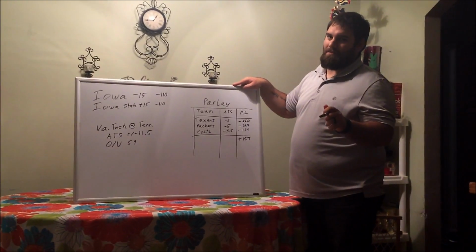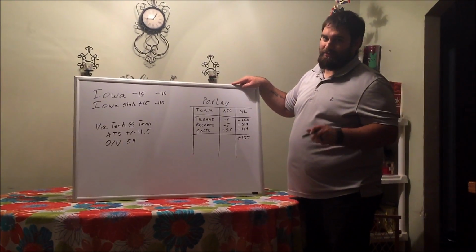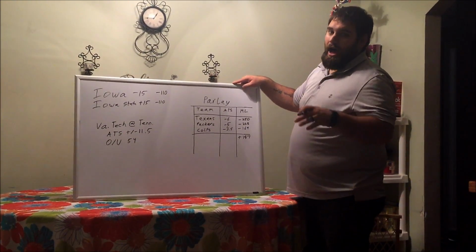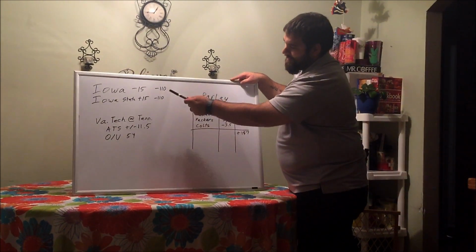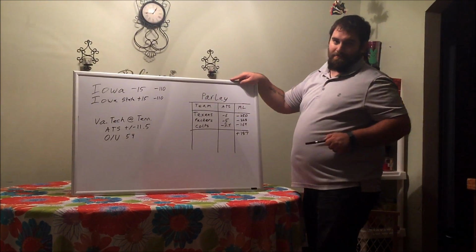Now in a rivalry game, when the spread's over 14 points, which is 2 touchdowns, I'm going to go ahead and take the underdog. So in this case, I'm going to be betting $110 on Iowa State.